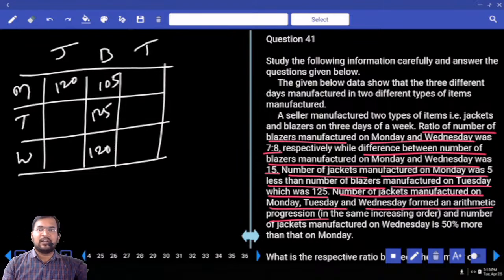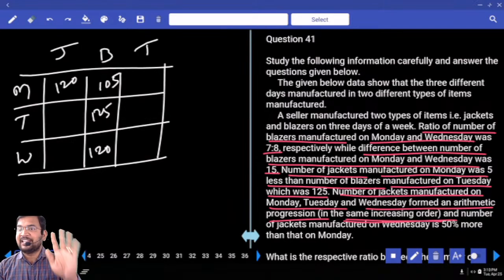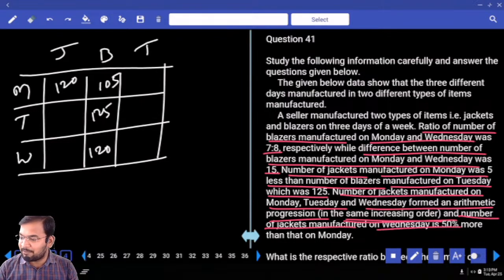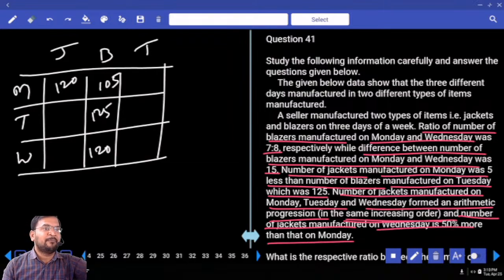Next, the number of jackets manufactured on Monday, Tuesday and Wednesday formed an arithmetic progression. Arithmetic progression is nothing but the common difference will be the same. Why did they mention increasing order? Because an arithmetic progression is either increasing or decreasing, so they specifically mentioned increasing order. Are you clear?